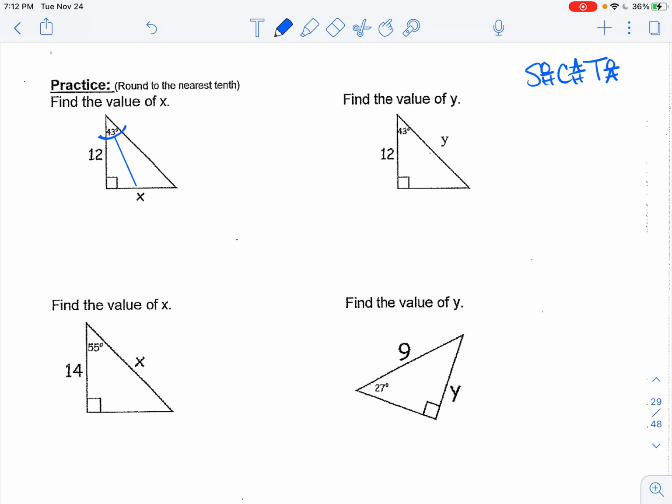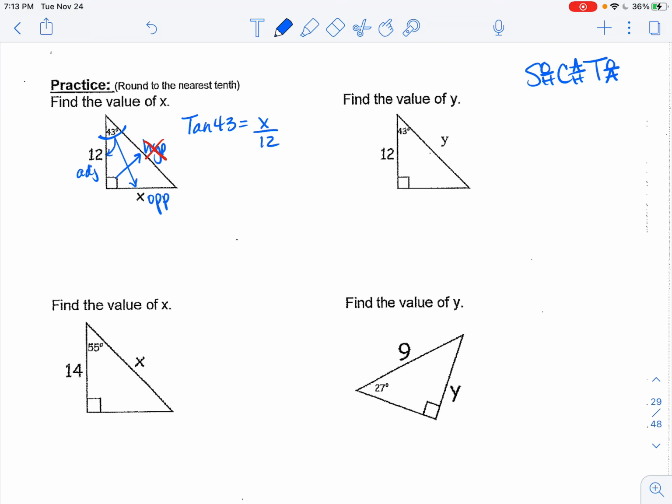If I go across the triangle to the opposite side, this is opposite. Across the box is your hypotenuse. Next to my angle is my adjacent. Now, I don't want to use the hypotenuse because it doesn't have a number and it doesn't have an x. You're only working with the sides that you've got. And so in this case, that would be opposite and adjacent. So we know we've got to use tangent, which is the ratio of the opposite over the adjacent. So I'm going to set up tangent of my angle is equal to opposite over adjacent.